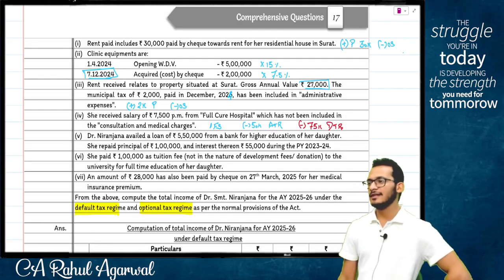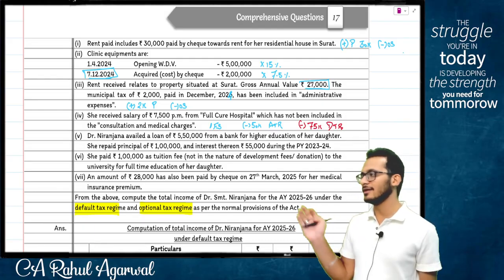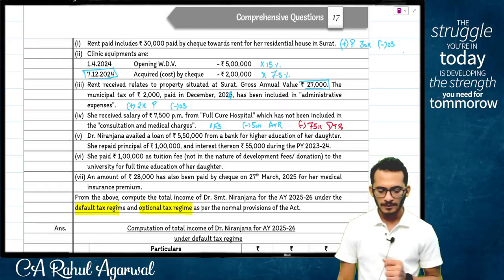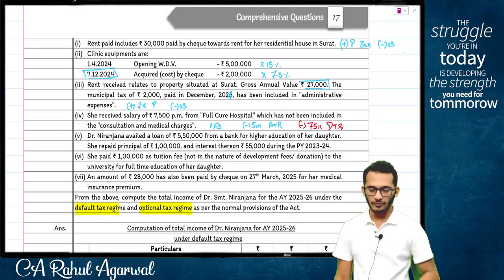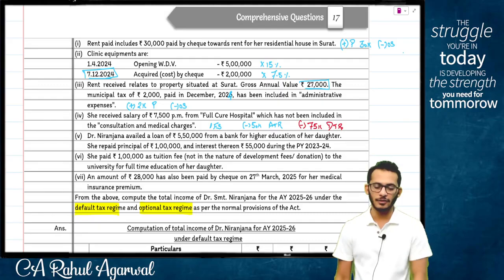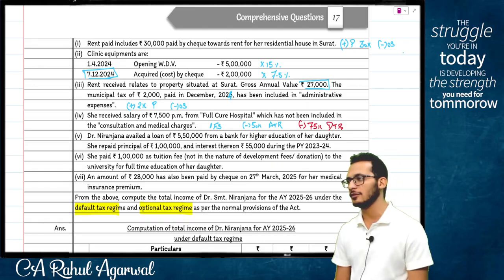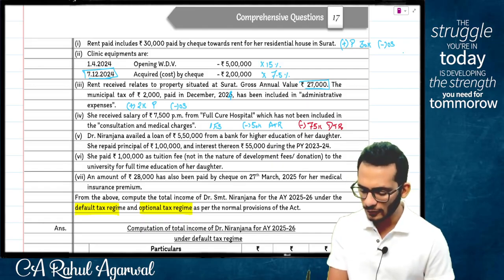You're realizing, people, one question can have everything inside. Yes, that is how comprehensive questions work. Dr. Niranjana has availed a loan of 5,50,000 from a bank for higher education for her daughter, where she has prepaid in principal of 1,00,000 rupees and interest of 55,000 rupees during previous year 24-25.